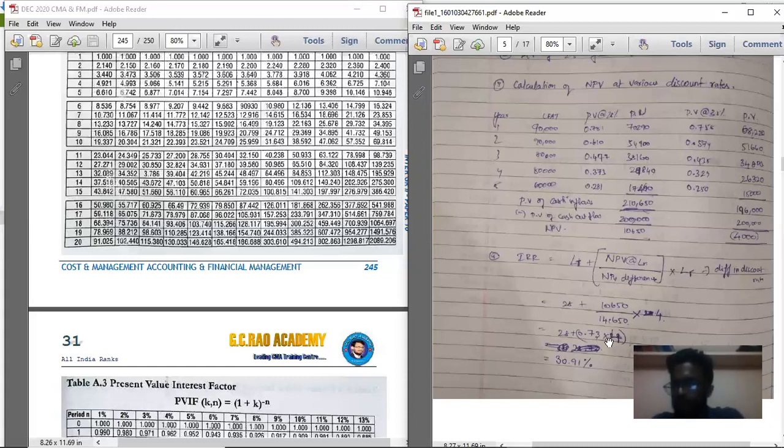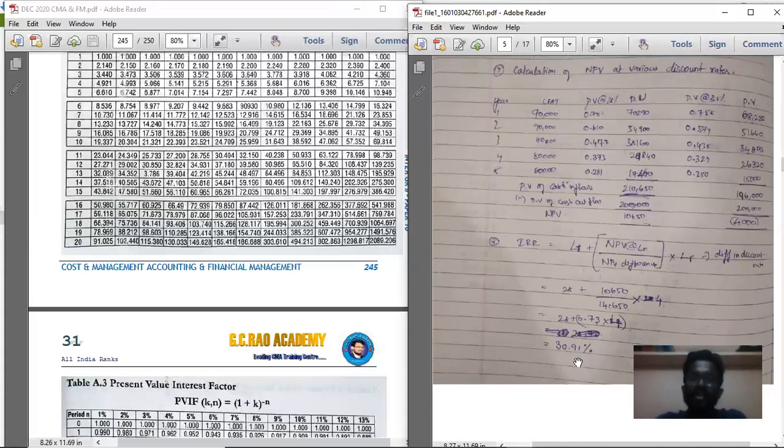0.73 into 4, you are getting 2.92 plus 28. Below that record 28 plus, within bracket 0.73 into 4, close the bracket. Below that is equal to 30.92%. So internal rate of return is 30.92%. So this formula is the only thing which you should remember.